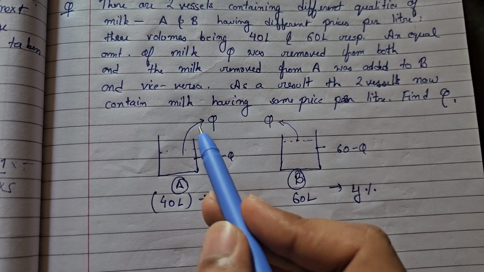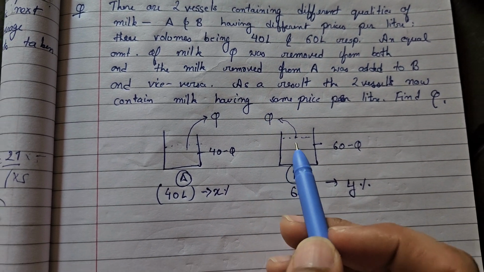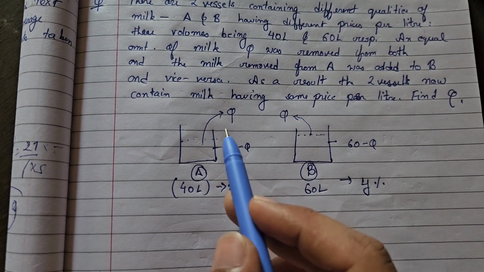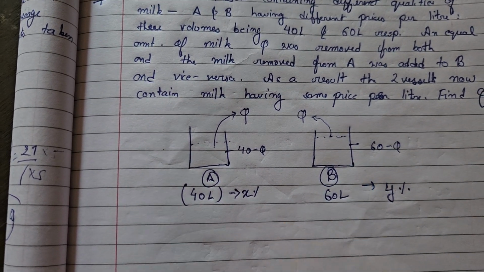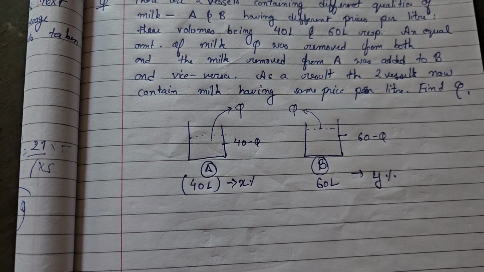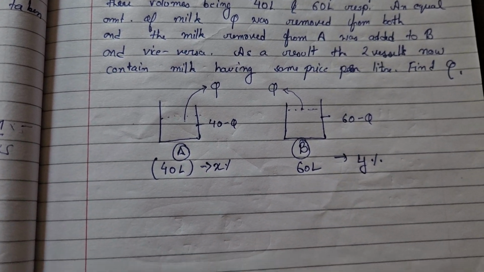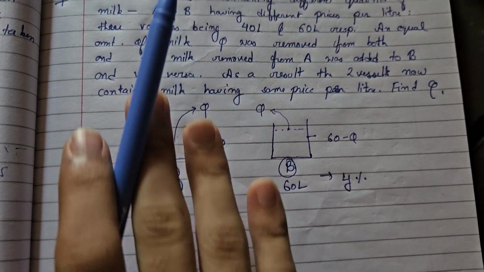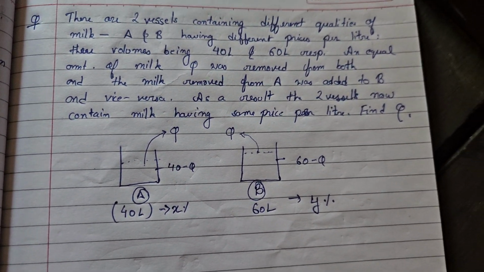Now this Q that has been removed from A is added to B, and this Q that is removed from vessel B is added to A. So our quantities in both the vessels will come back to 40 and 60 again, right? Because the same amount that was removed from each vessel is again added to those vessels. So I hope what has been told in this problem is clear to you guys. Now let me try to write it down.